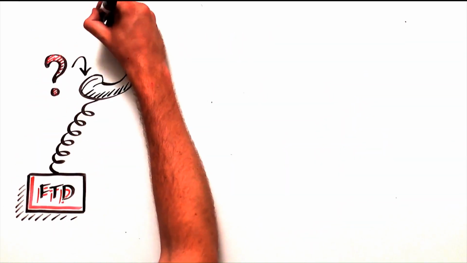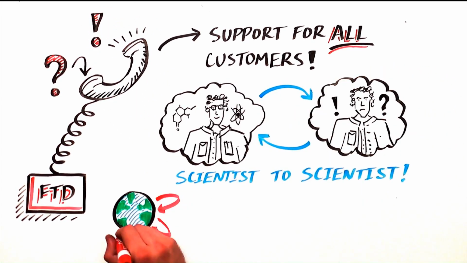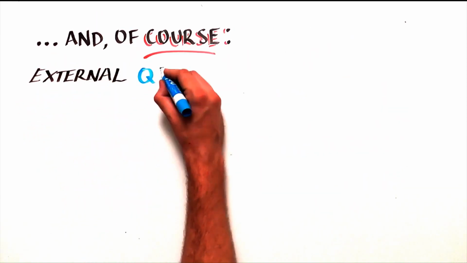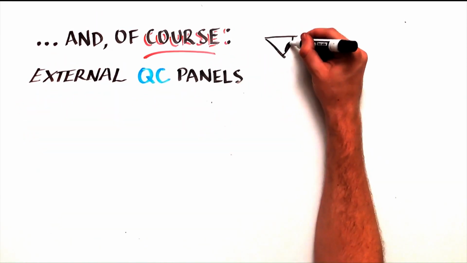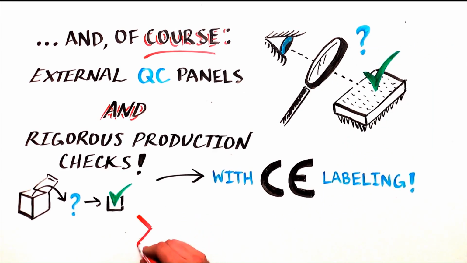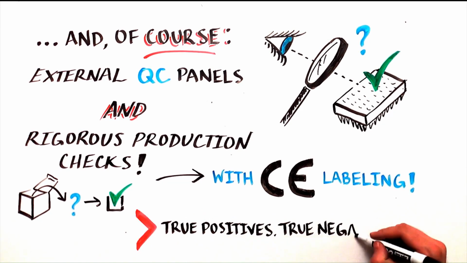All our customers can get expert support, scientist to scientist, direct from us, or from one of our international partners. And our kits are regularly evaluated using external quality control panels. They are subject to rigorous production checks and are CE labeled, so you can trust Fast Track Diagnostics kits to give true positives, true negatives.